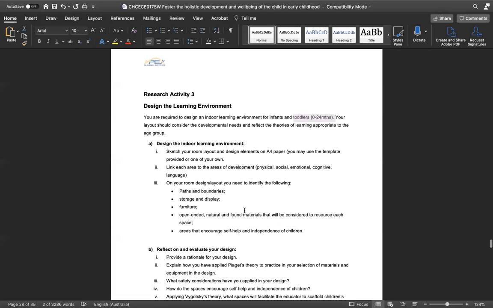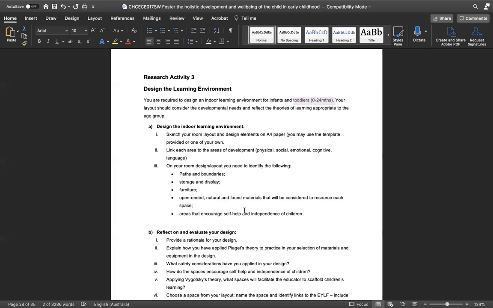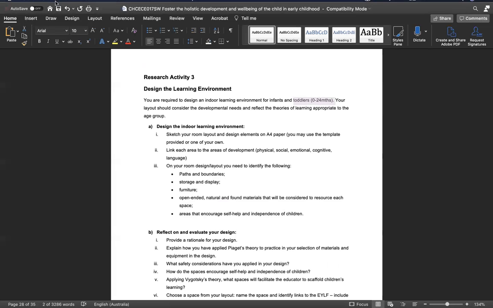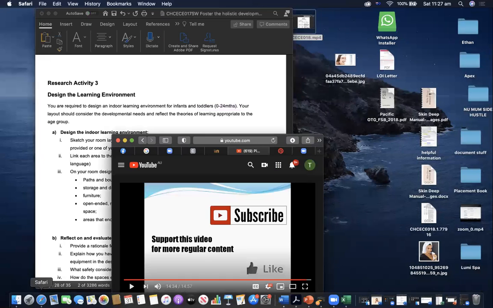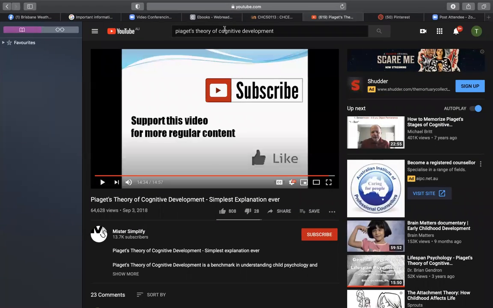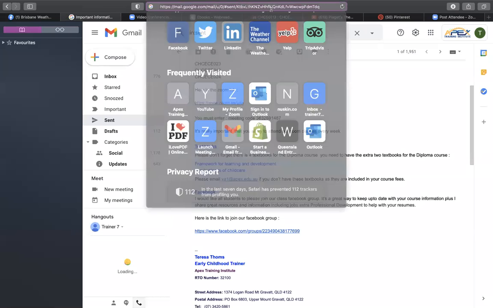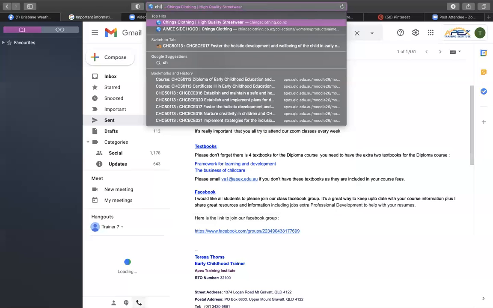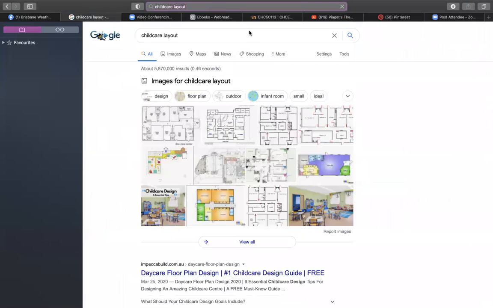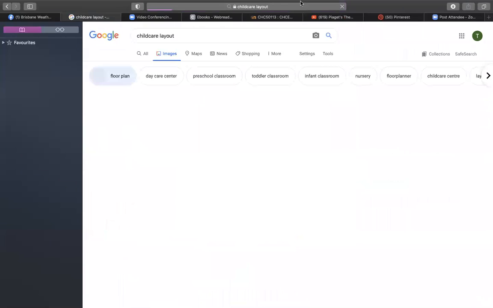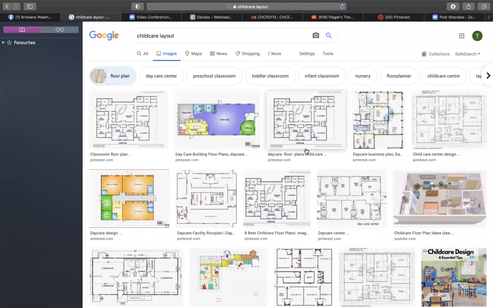Now, in your design, you've got to draw your design, okay? So you do a layout. How to do your design, I will show you. I don't want you to use these, but I'm just going to show you a little example. I'm going to go childcare layout. You can just do little blocks and stuff like that, like a floor plan. That might be easier. I'm not a very good drawer myself, okay?